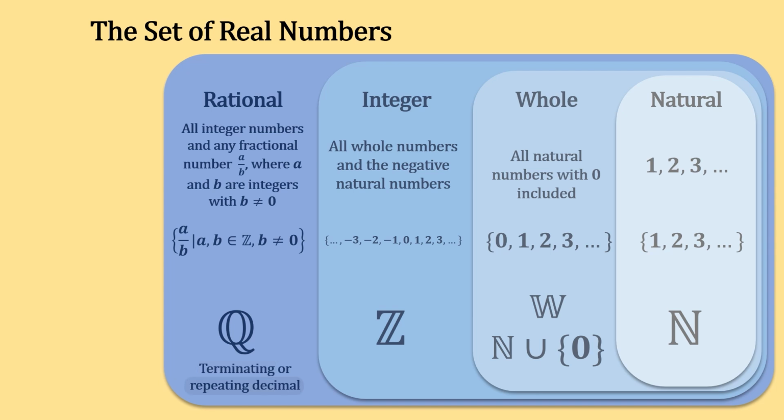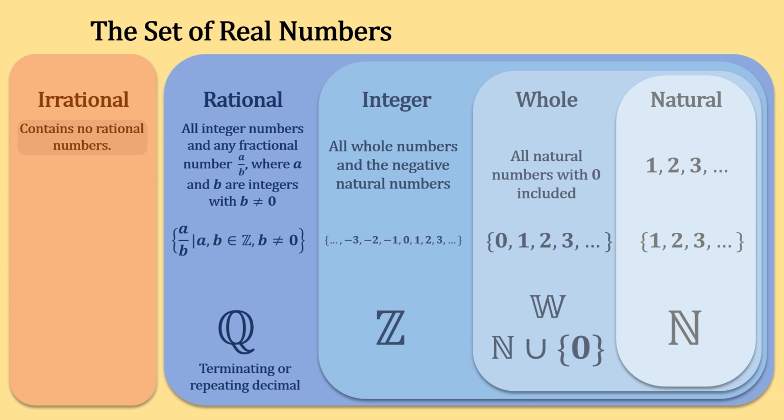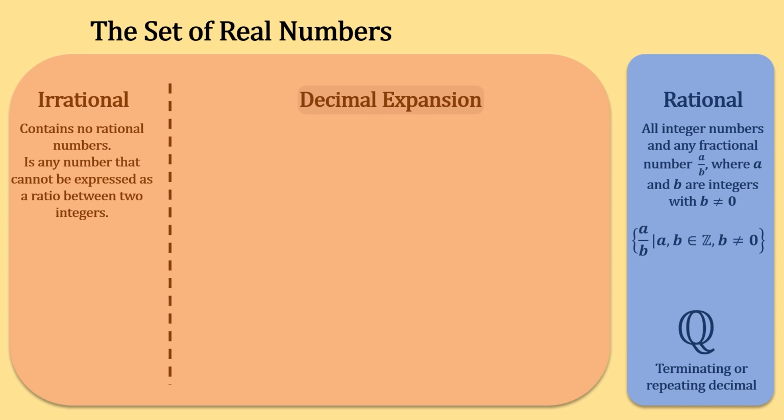Moving on to irrational numbers, we get our first set that does not contain all of the previous defined sets in the video. Irrational numbers are any numbers that cannot be written as a rational number. Essentially, for an irrational number, it cannot be expressed as a ratio between two integers, a divided by b, where b cannot equal 0.